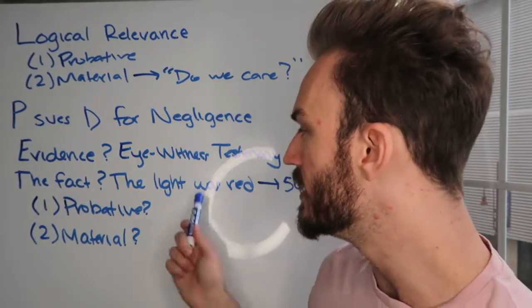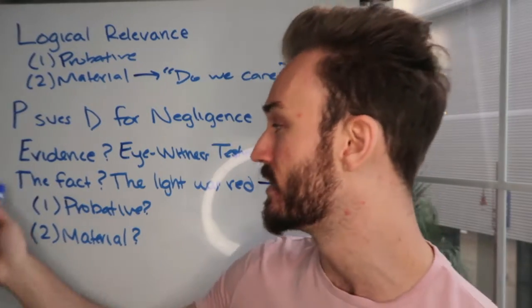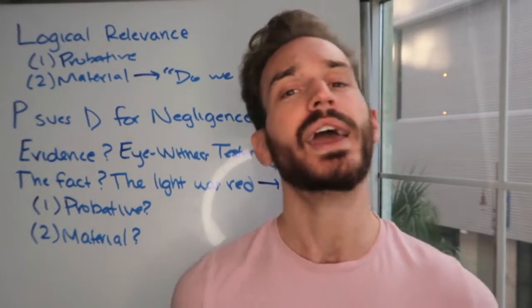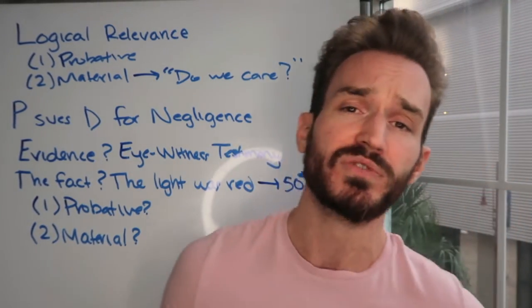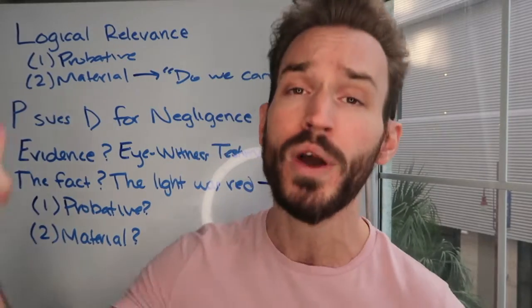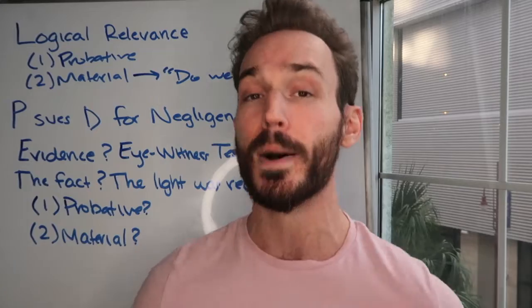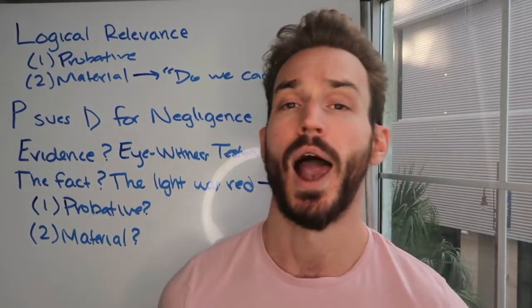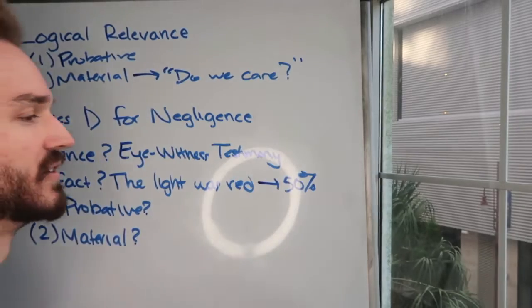No, right? This evidence, that eyewitness testimony that he's 50% sure, has no tendency to make this fact that the light was red any more or less probable. By its definition, that's what 50% means. Doesn't make something more probable or less probable. It's a coin flip. We don't know. So in that case, if an eyewitness is going to get up there and actually say, I'm 50% sure, that's not going to have probative value.